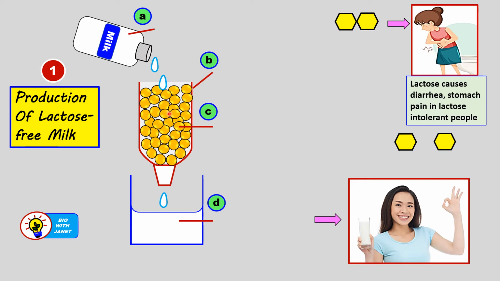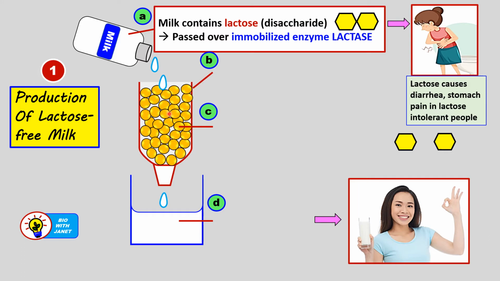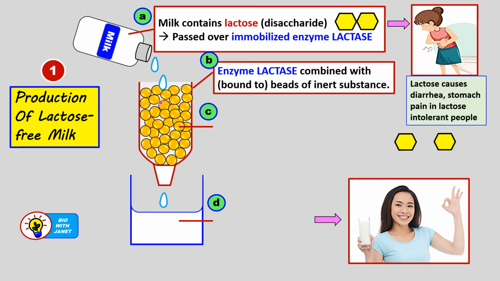Now, in the production of lactose-free milk, the milk contains lactose, which is a disaccharide, that looks like that, two molecules of monosaccharides attached together. This milk that contains lactose is passed over the immobilized enzyme lactase that's attached to the bits of inert substance. So this is the enzyme lactase in the bits. The enzyme lactase is bound to the bits of inert substance.